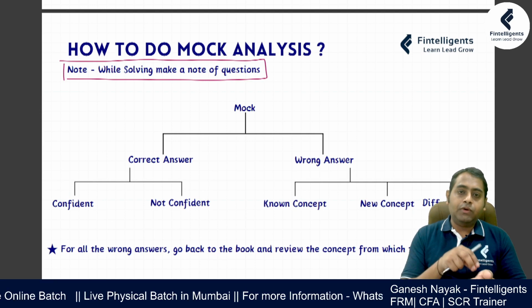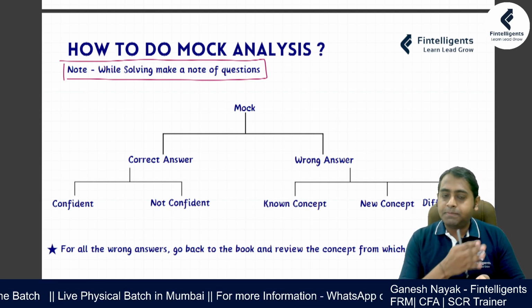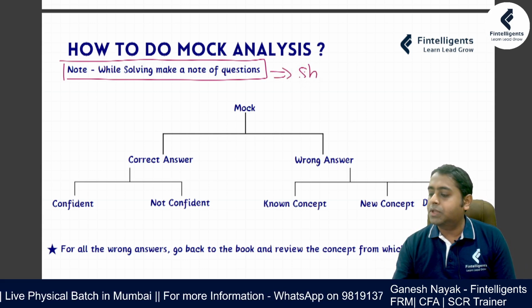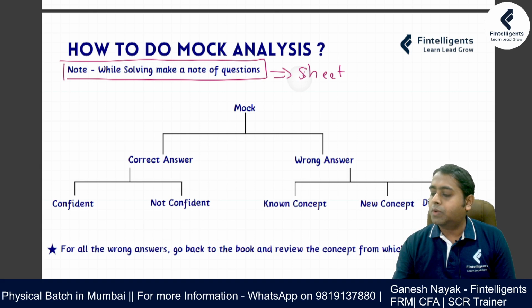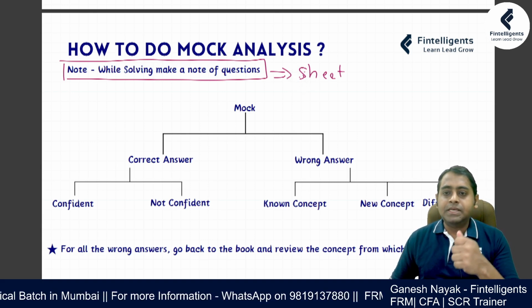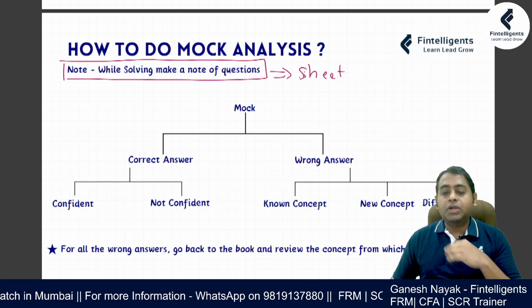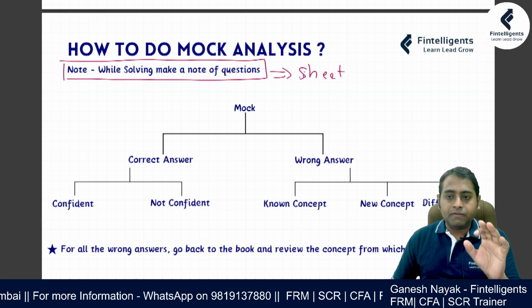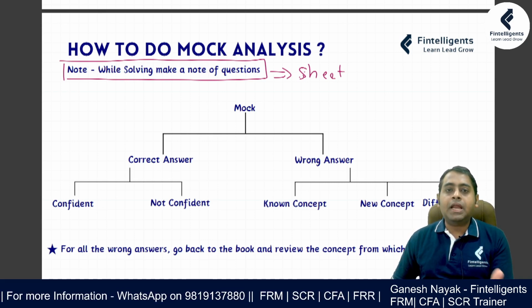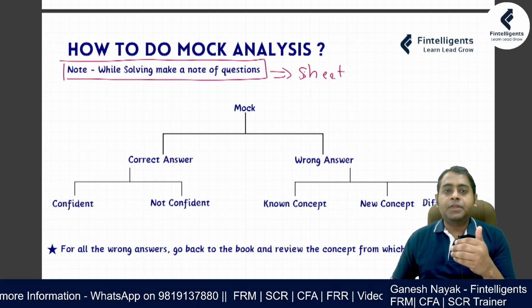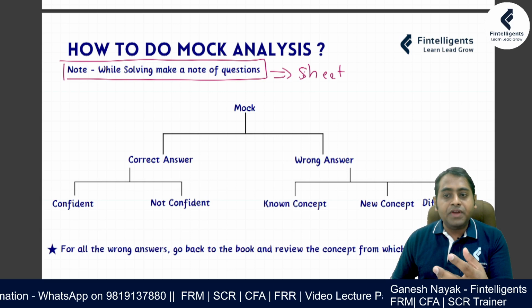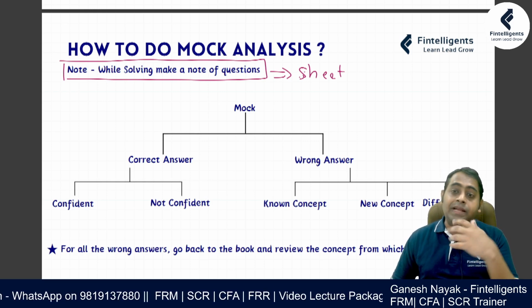While you're solving the questions in the mocks part, have a rough sheet with you. In that rough sheet you should be writing down 1, 2, 3, 4 till 90, because there are 90 questions in the exam. For each question you're solving, you have to give markings for different types: which question was easy for you, which question you're confident on, or which question was slightly tricky.